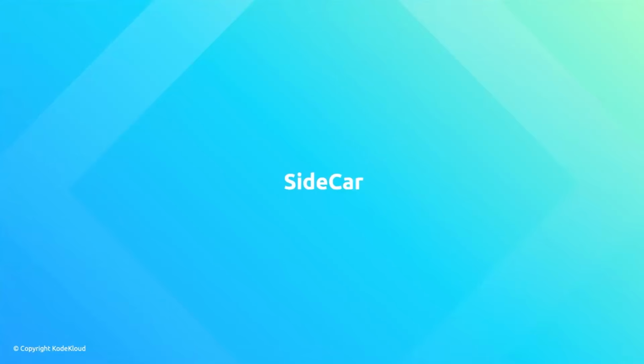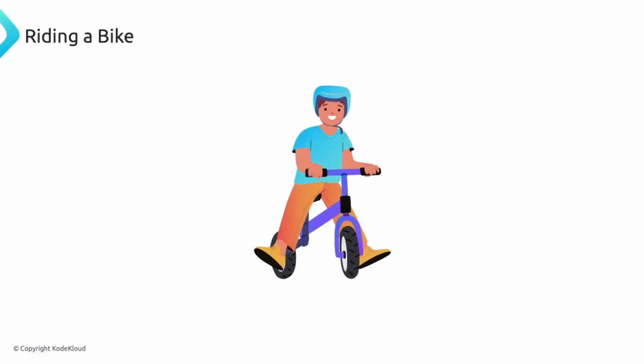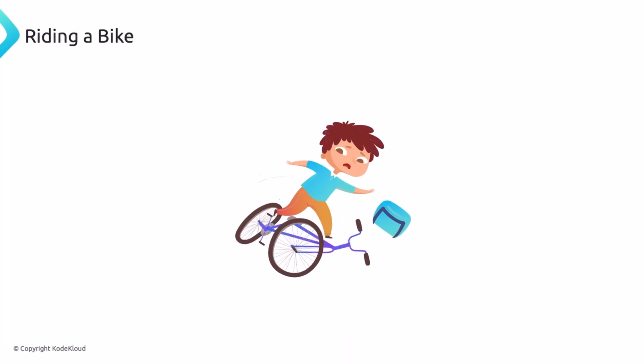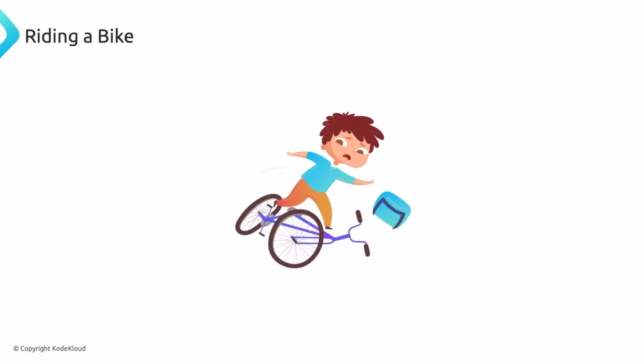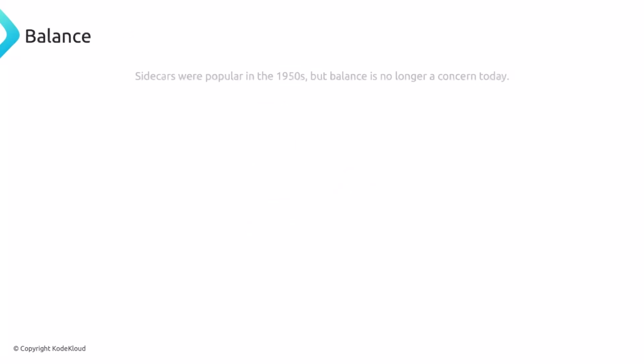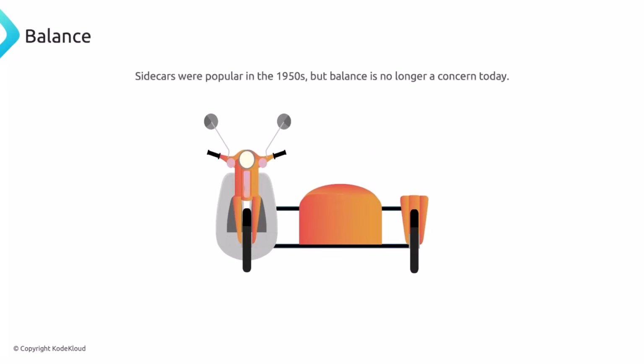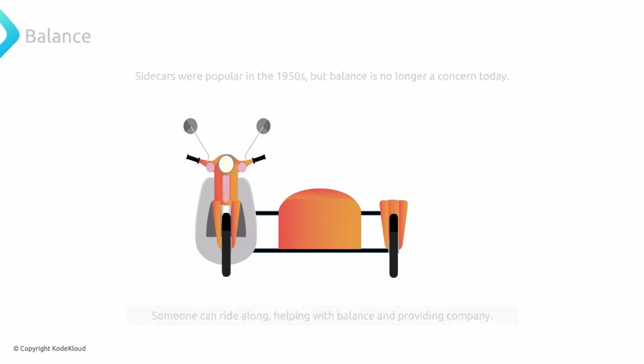Before we learn what Istio is, we need to understand what a sidecar is. Can you remember learning how to ride a bike? You'd get on, try to keep balance, but you would fall. Sidecars were very popular in the 1950s, but you can see how balance is not an issue anymore. Another person can sit inside and help with balance while keeping you company on your ride.